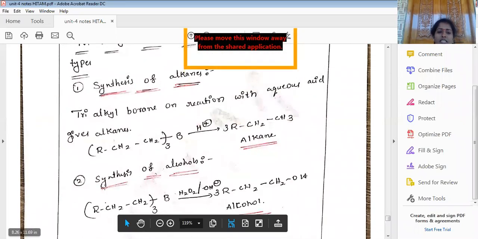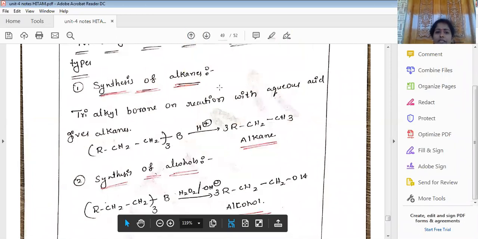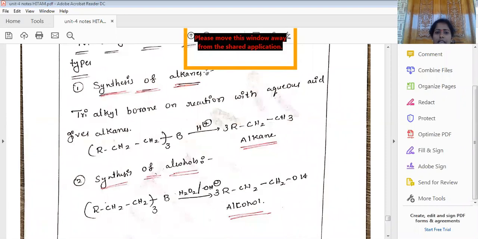So how can we synthesize them? If this trialkyl borane is treated with H plus, what happens? It is added with hydrogen, so that 3 moles of alkane are generated.